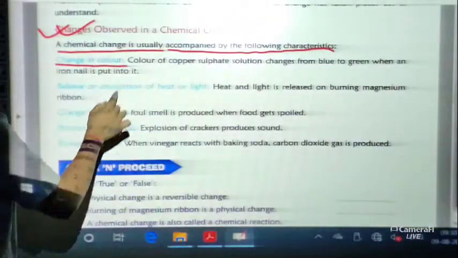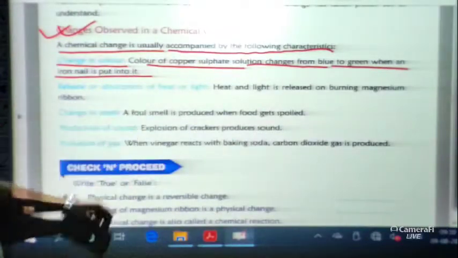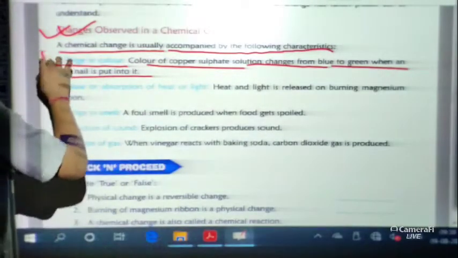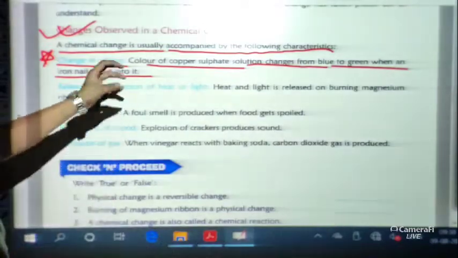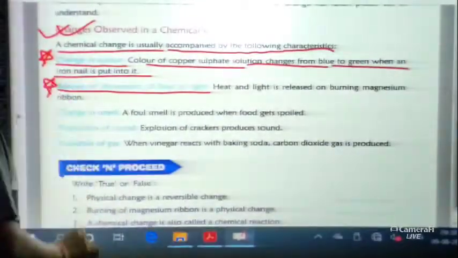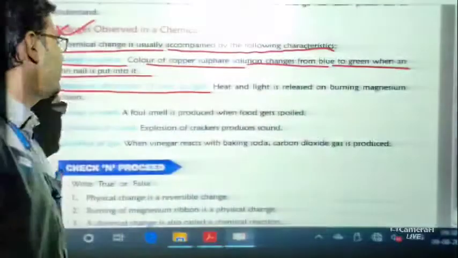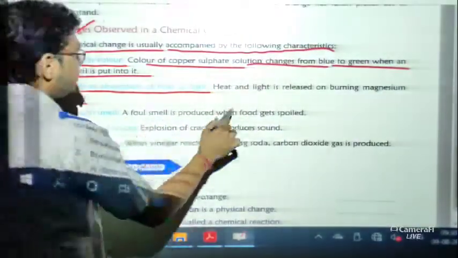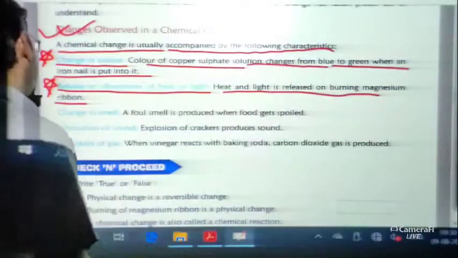Change in color: the color of copper sulfate solution changes from blue to green when an iron nail is put in it. We have seen this in one activity. So when there is a change of color, we can say that yes, this is a chemical change. Release or absorption of heat or light: heat and light are released on burning magnesium ribbon. We have also seen that when we burn magnesium ribbon, heat and light come out.